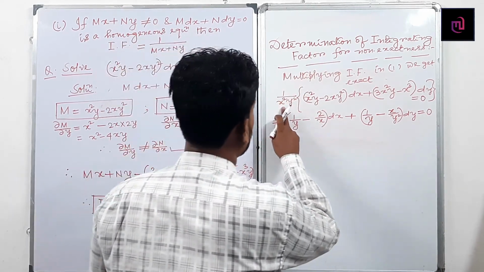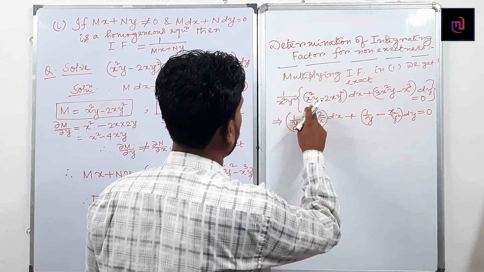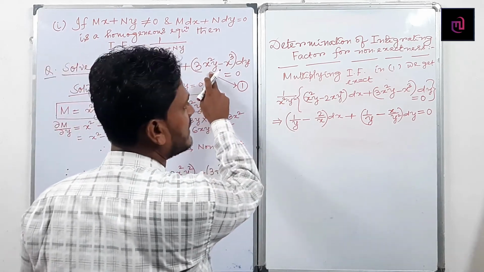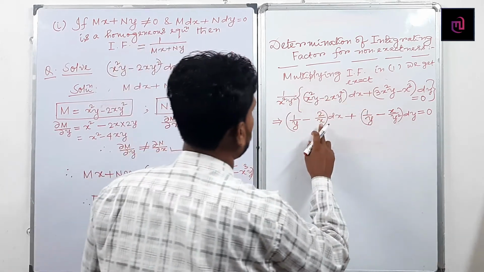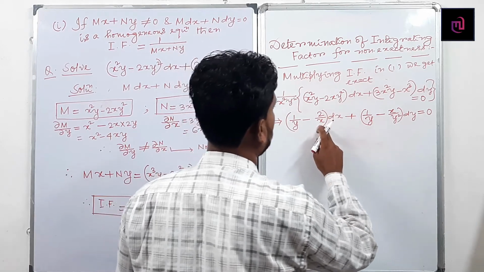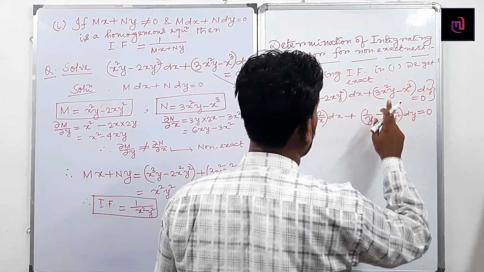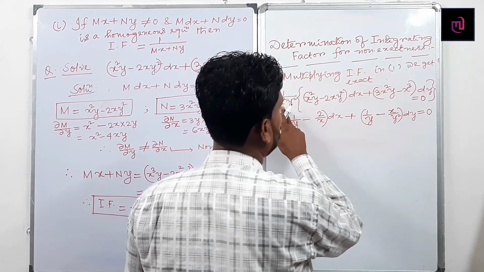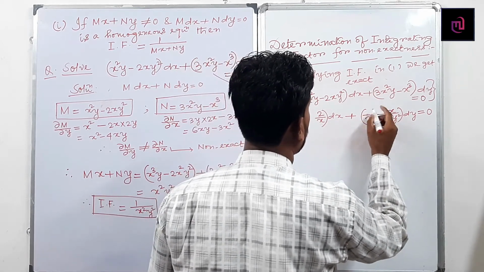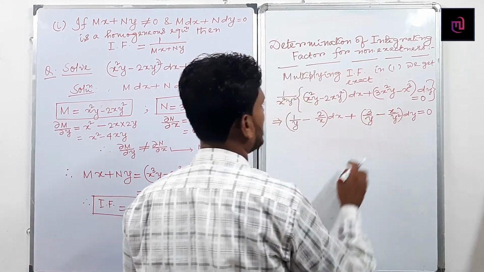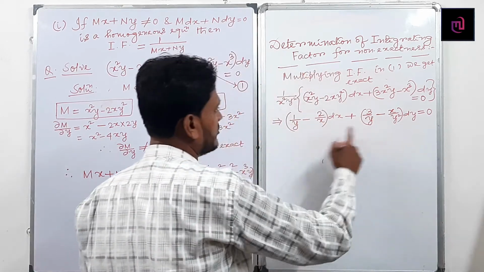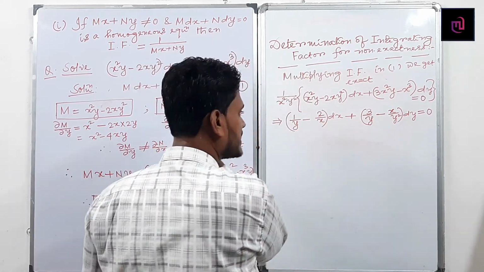Here 1 by x square y square into x square y minus 2x y square gives 1 by y minus 2 by x, with y square cancelled. Then 3x square y minus x cube gives 3 by y minus x by y square, with x square cancelled. Now this is exact, so we take integration on both sides.